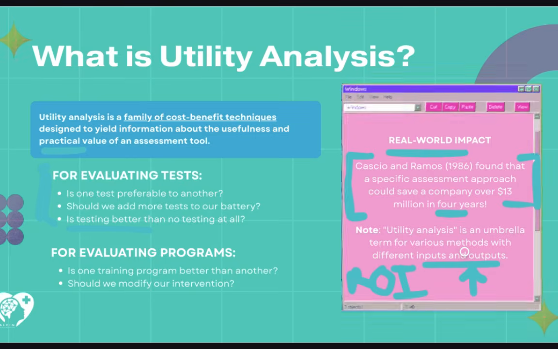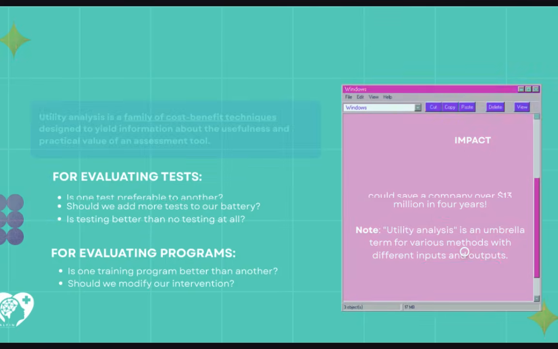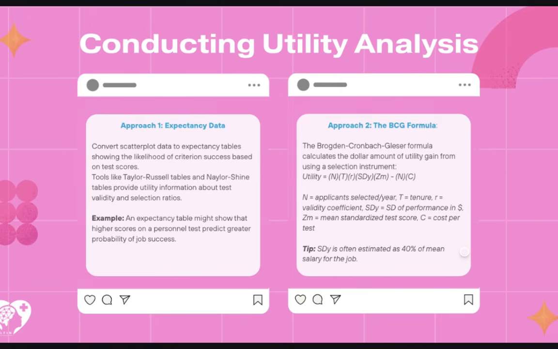So with that being said, how do we conduct utility analysis? There are two approaches. We have the expectancy data, which we already discussed, found in chapter 6 towards the predictive validity part. The Taylor Russell and Naylor Shine formulas are here. And we have the second approach, which is the BCG formula. For me, this is easier to understand, also easier to calculate as compared to the expectancy data.